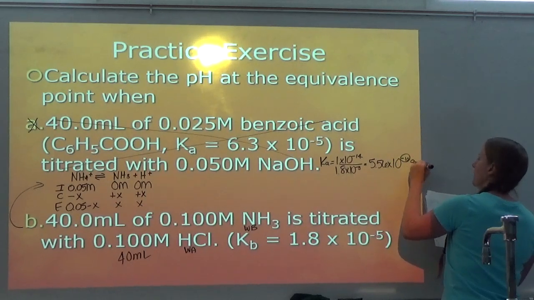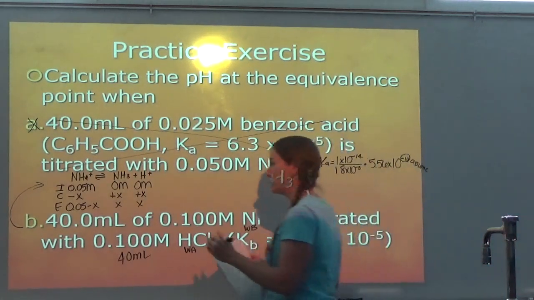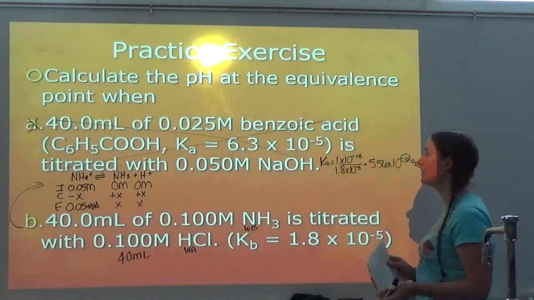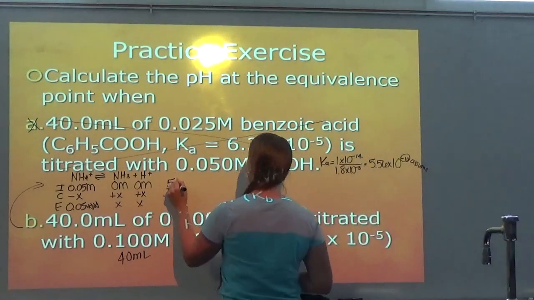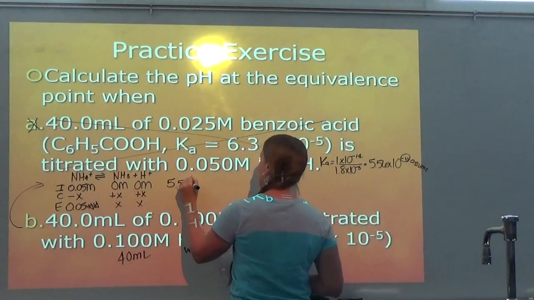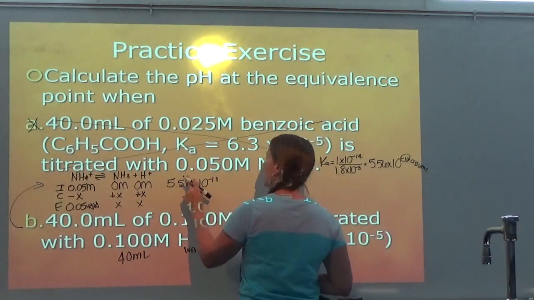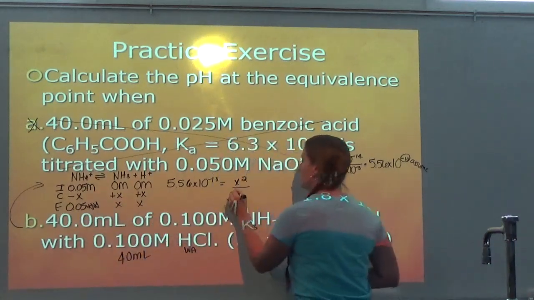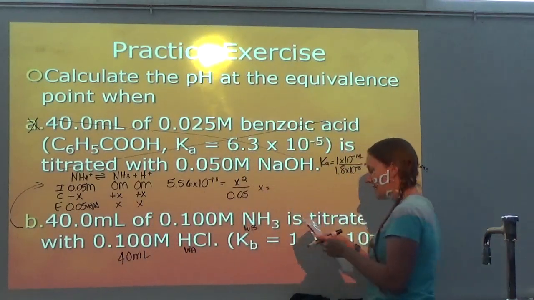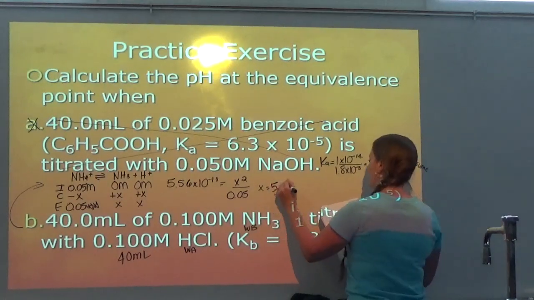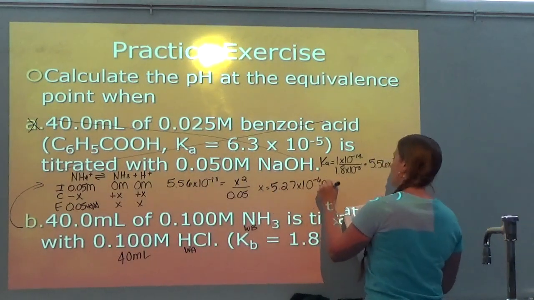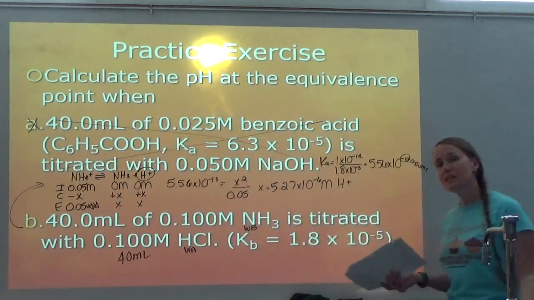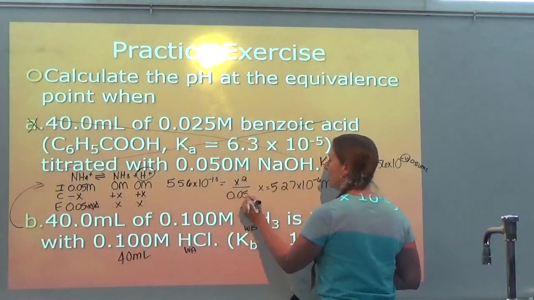And so, of course, I can assume again, which is fantastic. We don't want to do any, gosh, could you even imagine also doing the quadratic formula? It would just be ridiculous. So then we just set up our values. Ka, which is 5.56 times 10 to the negative 10, equals my products, which is just x squared, over my reactant, which is 0.05. So my x ends up being 5.27 times 10 to the negative 6 molar, and that is, of course, my H plus this time. So since it's my H plus, to get pH, I just do negative log of that.